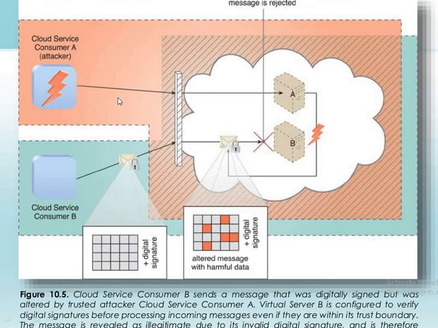So cloud service consumer B is sending a message that was digitally signed but was altered by a trusted attacker. Since A is also a cloud consumer, it is a trusted attacker. Virtual server B is configured to verify digital signatures before processing incoming messages. Even if they are within its trust boundary, it has to verify the digital signatures. The message is revealed as illegitimate due to its invalid digital signature, and therefore the message is discarded. So this is how the mechanism works.